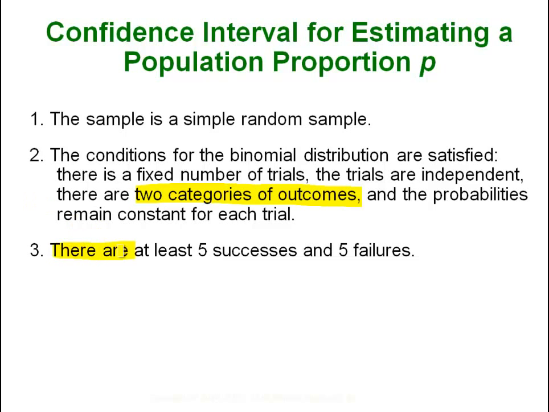And then there are at least 5 successes and failures. Remember, successes means number of things in your sample that have the category you're looking for. So in this case, at least 5 of the people you randomly sampled need to be independent, and then at least 5 of them need to be not independent. So your sample size would have to be at least 10 at this point.